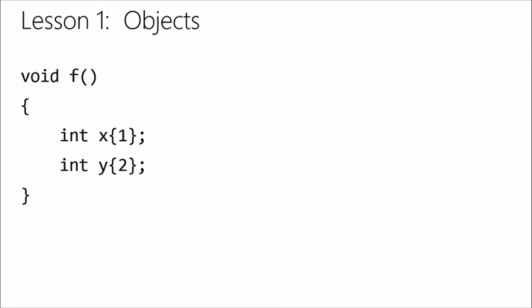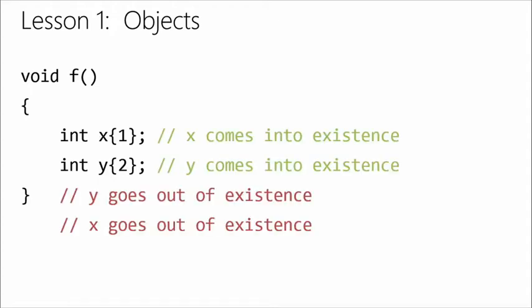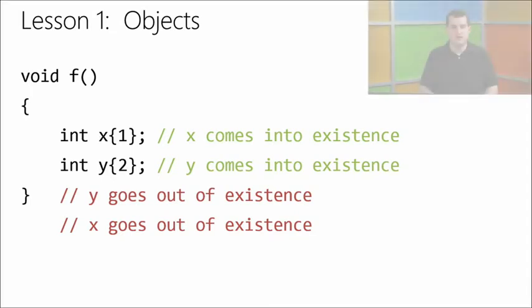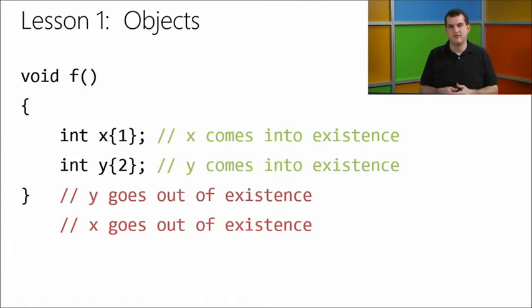Closely related to this, at least for local variables, is what's called lifetime. The variable x comes into existence when it's declared, and it goes out of existence at the end of the block in which it's declared. The same is true for y. An important thing to note here is that the objects go out of existence in reverse order of the order in which they come into existence. So x comes into existence first, and then y comes into existence later. And then at the end of the function, y is, as we'll say later, destroyed: it goes out of existence, it ceases to exist, and then x.